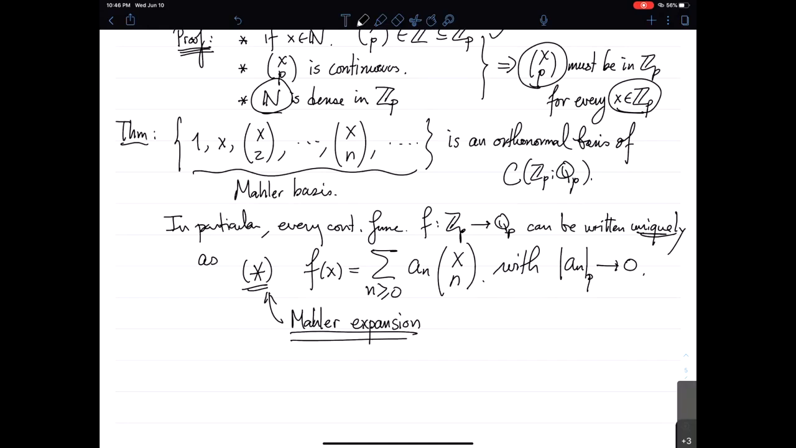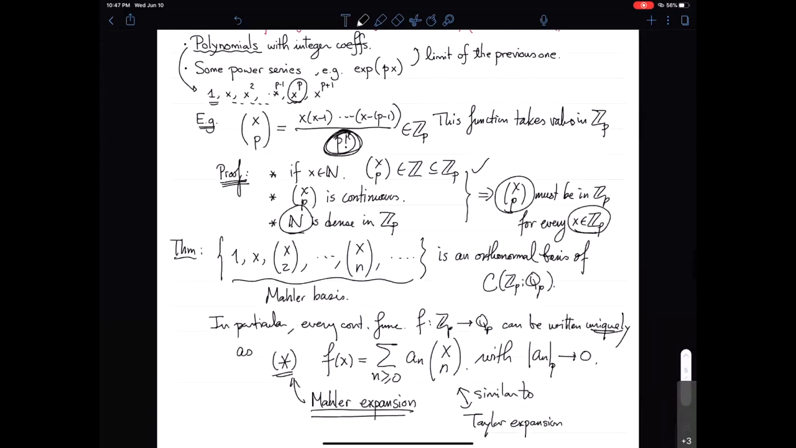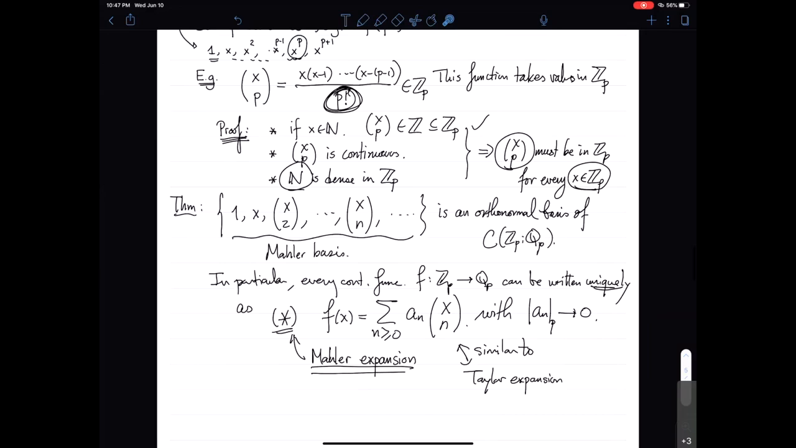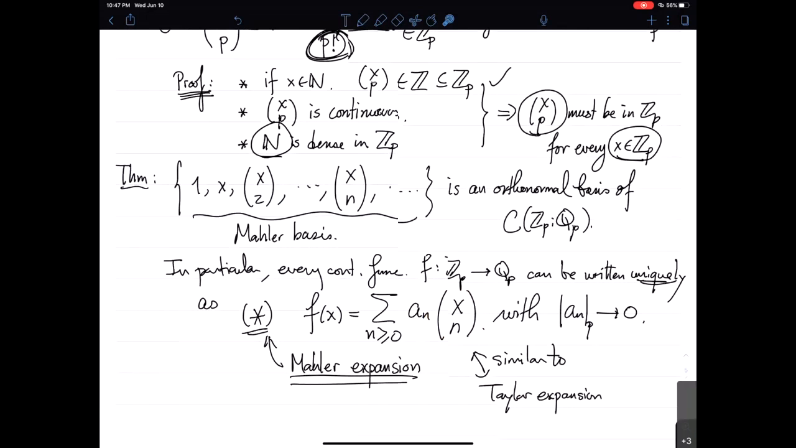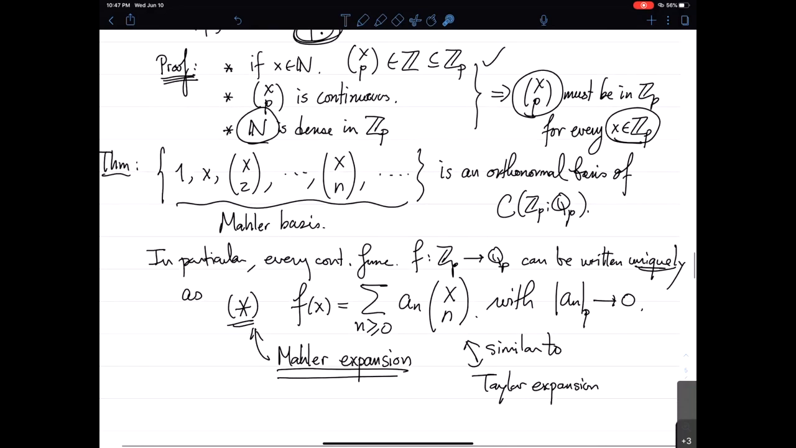And maybe I should say that this is very similar to a Taylor expansion, a little bit. Except that in the real world, we're so used to talking about polynomials and power series. But if you want to talk about genuine p-adic continuous functions on Z_p, these monomials are not quite the correct thing. It turns out these binomial coefficients are somehow the correct thing to work with. It's kind of interesting, I think.